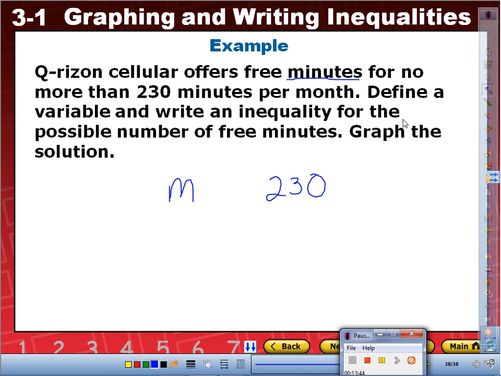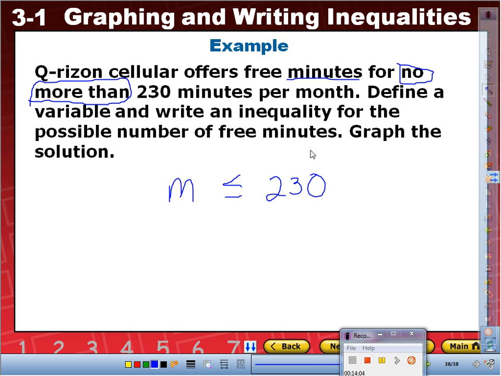All right. So now that we got the minutes, and for minutes, the dividing point is 230. So look at the key words. No more than. What is that? Tell us that the symbol is what? Less than or equal to. And that's it. That's your inequality.